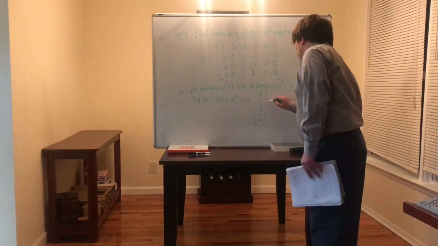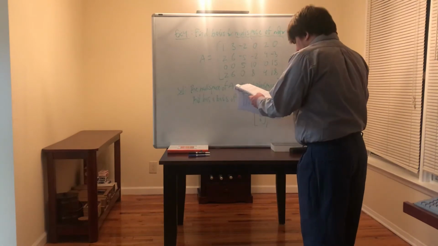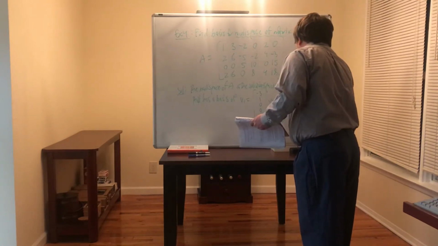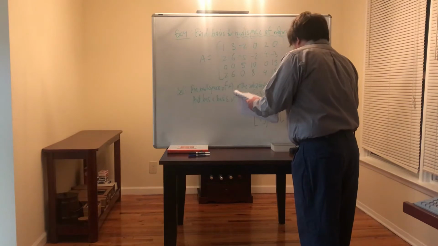Okay, so that's V1. Then V2 is -4, 0, -2, 1, 0, 0.